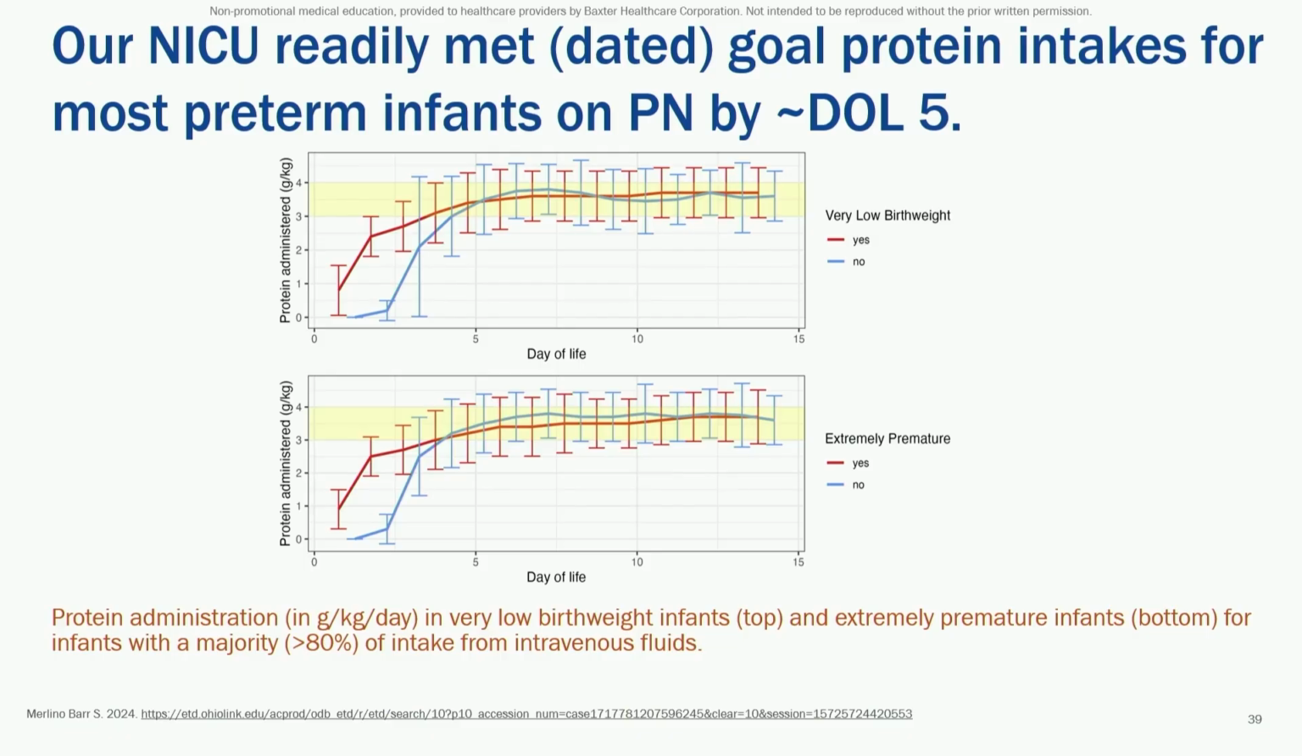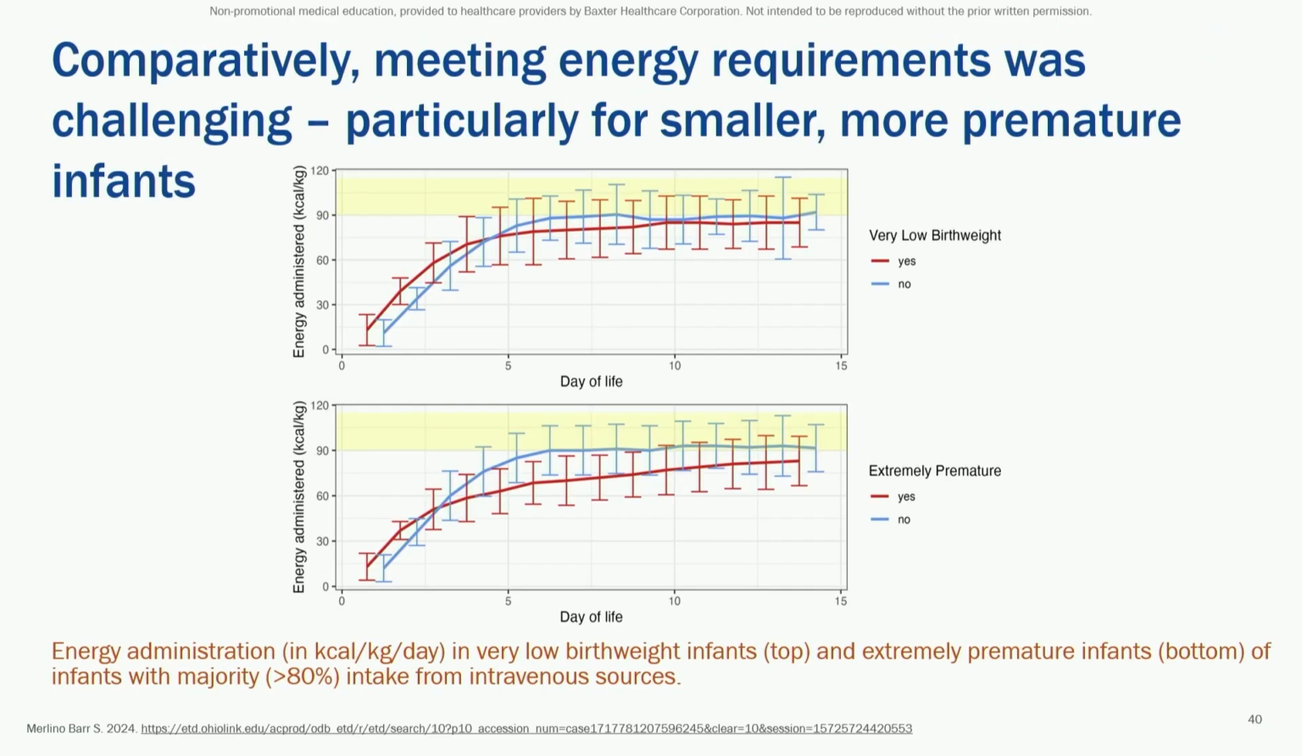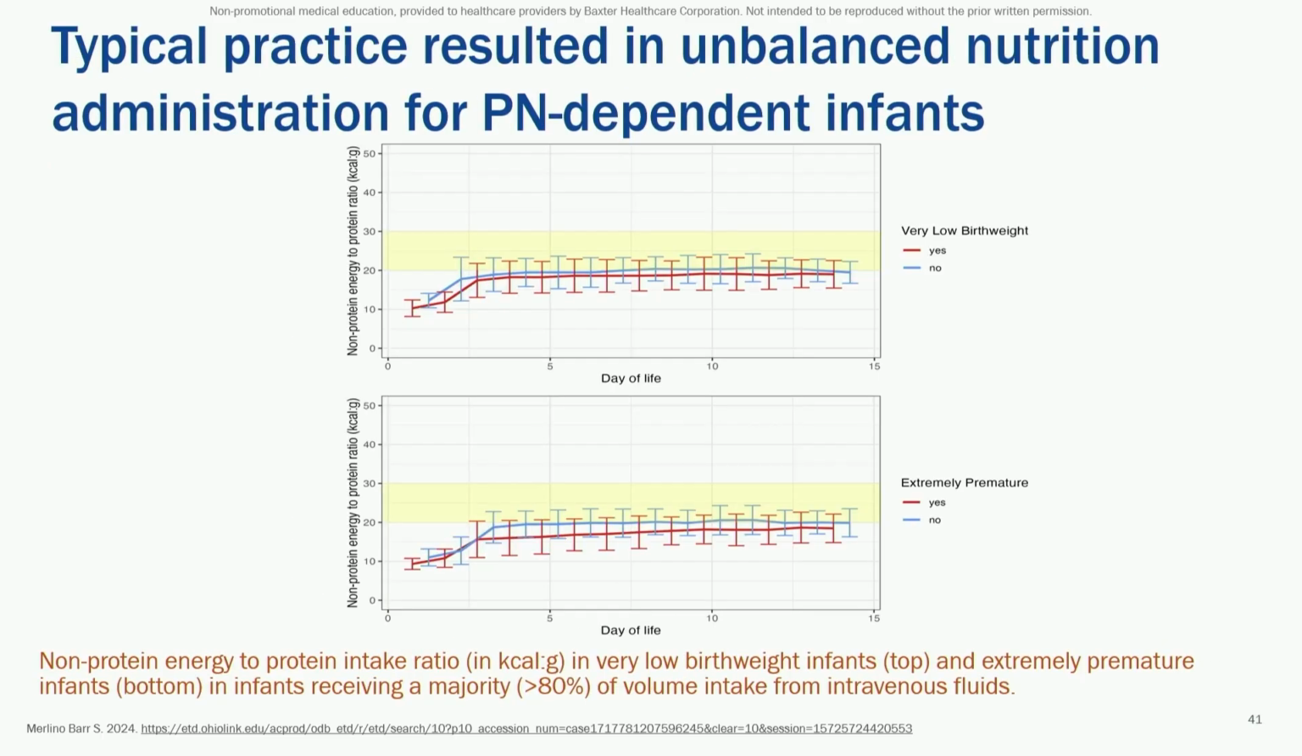And what drove this change in practice is that our NICU, as I mentioned, readily met our dated goal protein intakes for most preterm infants on parenteral nutrition by day of life 5. And this was true if you were very low birth weight or extremely premature. However, our preterm infants were not easily meeting total energy requirements even by day of life 14. And with that, we of course had a really unbalanced provision of nutrition via our parenteral nutrition, with not falling in that yellow range of that 20 to 30 non-protein calories per gram amino acid, meaning we're giving a lot of protein, but we're not balancing that out with nutrition.